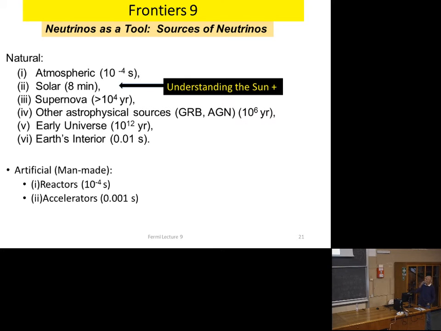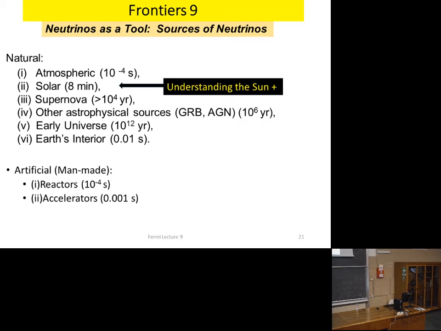So we have two ways to make them man-made, and I'm going to be talking about both when I talk about neutrino oscillations. First, nuclear reactors. The reactions that happen in nuclear reactors produce a lot of neutrinos. That's what was used in the evidence for the discovery of the neutrinos. And there, typically, the amount of path or time it takes for those neutrinos to get from the source, the reactor, to the detectors is pretty similar to what happened in atmospheric neutrinos, something like 10 to the minus 4 seconds.